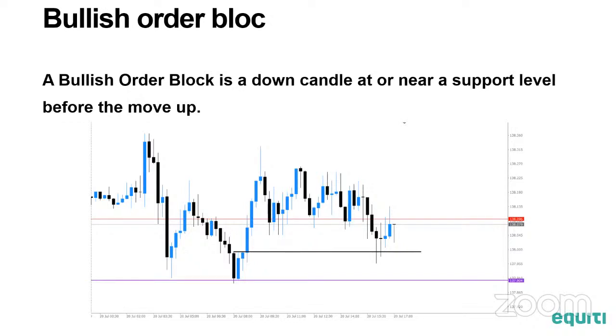So look at this chart that I'm demonstrating over here. There are two types of order blocks. There's a bullish order block and a bearish order block.